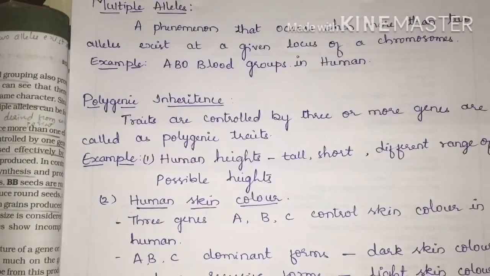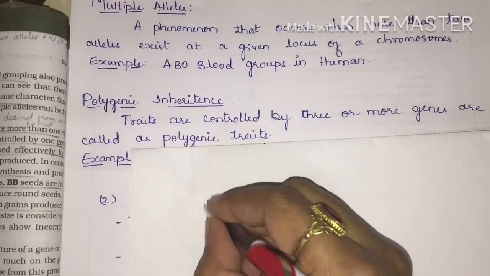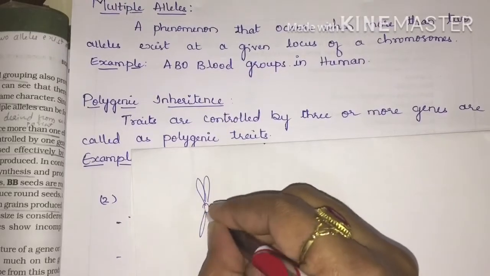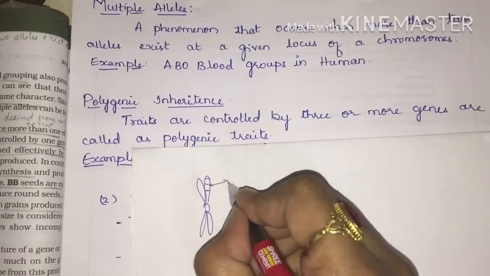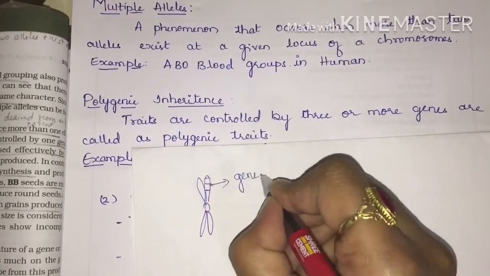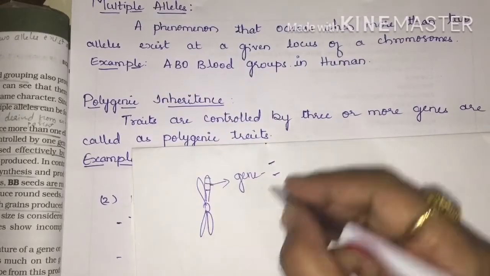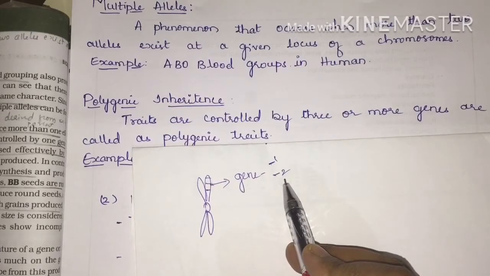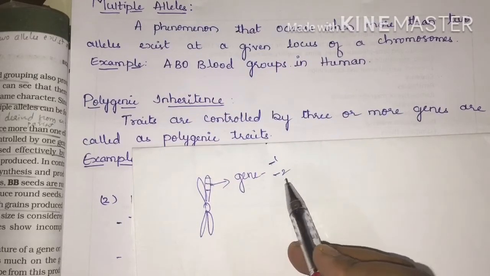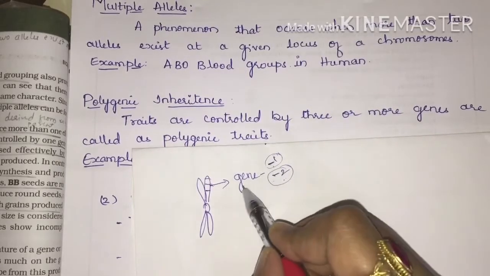Where are the alleles present? If I show you here, this is a chromosome. In a chromosome, we said it consists of genes. Each gene, this is a gene, consists of a pair of alleles, a first allele and a second allele, and this pair of alleles might be homozygous or heterozygous. So this pair of alleles is commonly present in a normal gene.